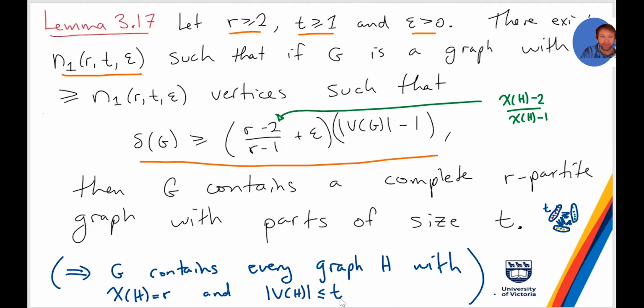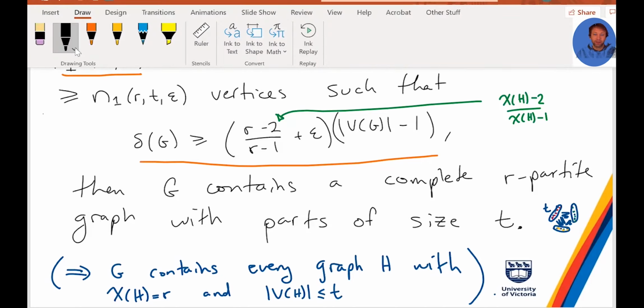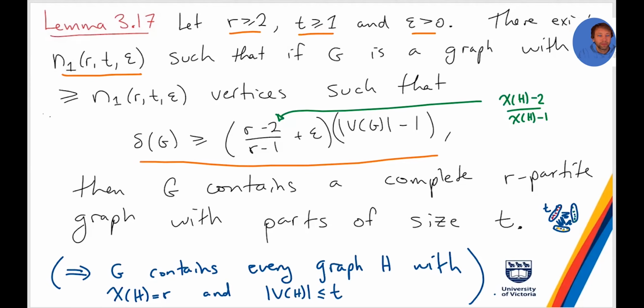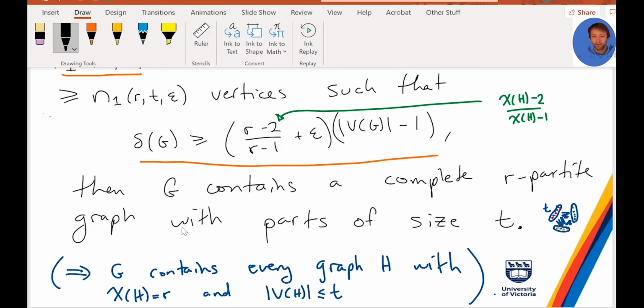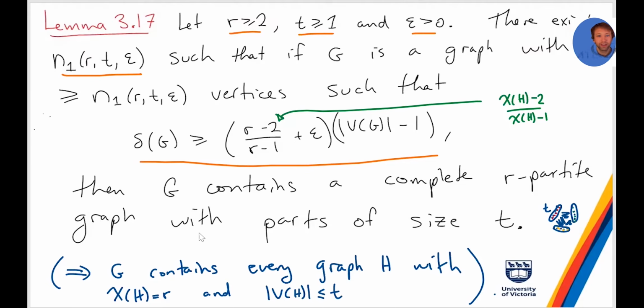Yeah, totally, because all the parts will have at least one vertex. It's almost tempting to say you could do T over R, but that's not quite true because the color classes might have different sizes. But it's something like what you said, T minus R plus 1 would work. Any other questions?